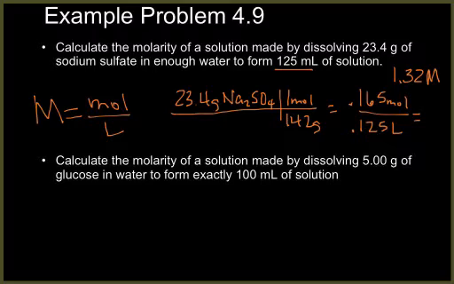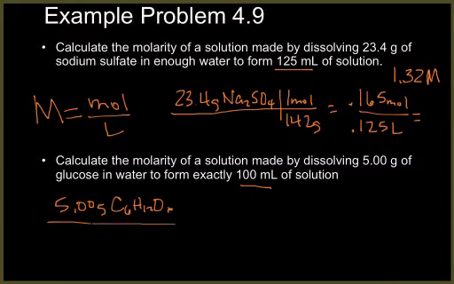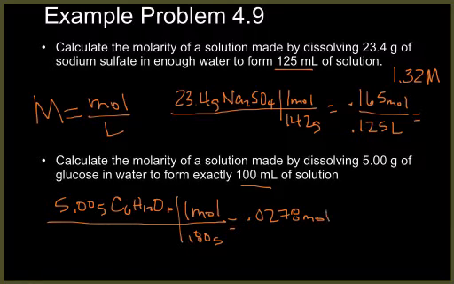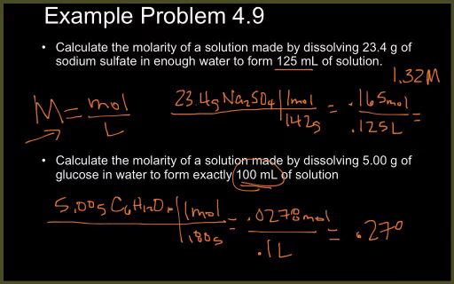Okay, another example: calculate the molarity of a solution made by dissolving 5 grams of glucose, C6H12O6, in water to form exactly 100 milliliters of solution. Just like before, I'm going to convert this to moles. The molar mass of glucose is 180 grams, and again for molar mass I'm just adding up 6 C's, 12 H's, 6 O's. That gives me 0.0278 moles of glucose. To get the molarity, again, I take moles divided by liters. I have 100 milliliters, which is 0.1 liter of solution. That gives me a molarity of 0.278. And again, don't forget the unit. We're going to use capital M for molarity.